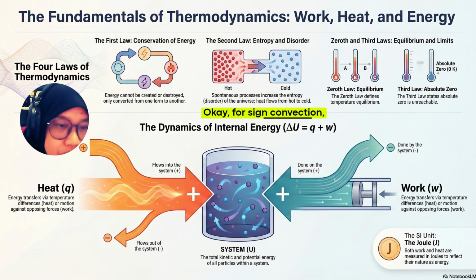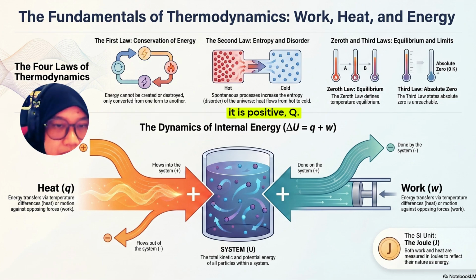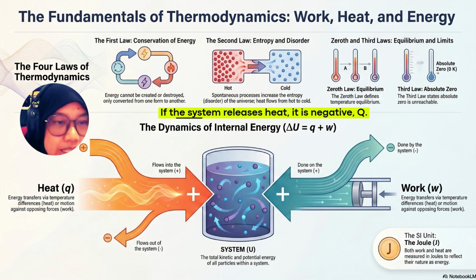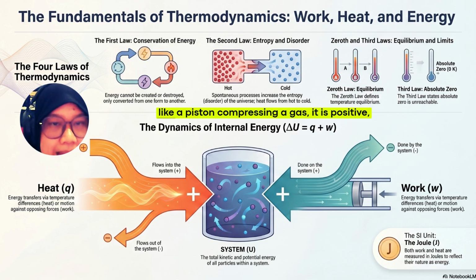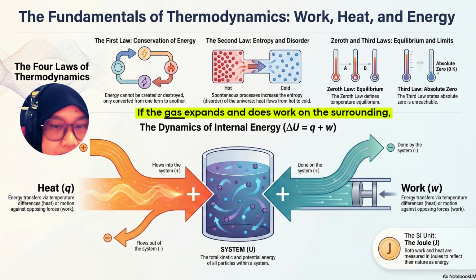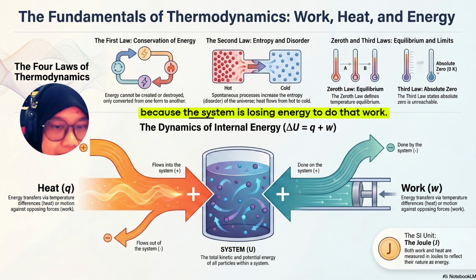Okay, for sign convention, heat Q and work W, in engineering, sign convention is very critical. Think of the system like a bank account. Heat Q: if heat flows into the system from the surroundings, it is positive Q. If the system releases heat, it is negative Q. For work W, when the surroundings perform work on the system, like a piston compressing a gas, it is positive W because energy is added to the system. If the gas expands and does work on the surroundings, it is negative W because the system is losing energy to do that work.